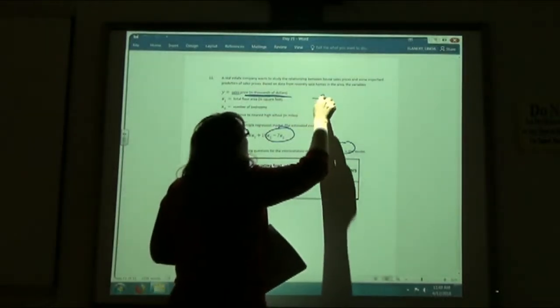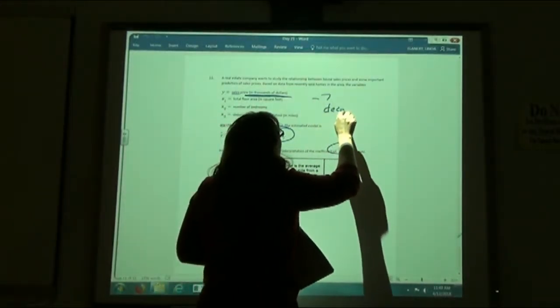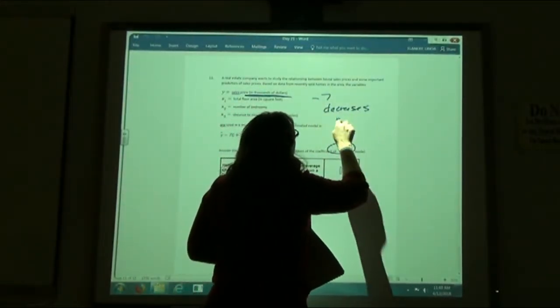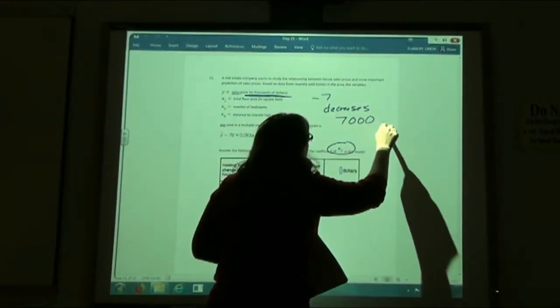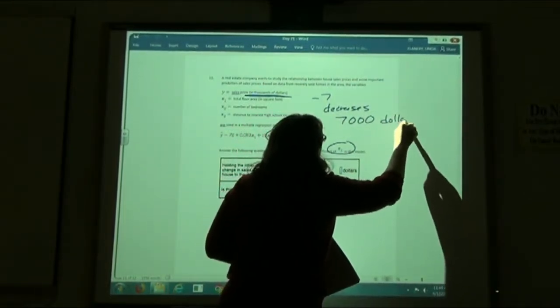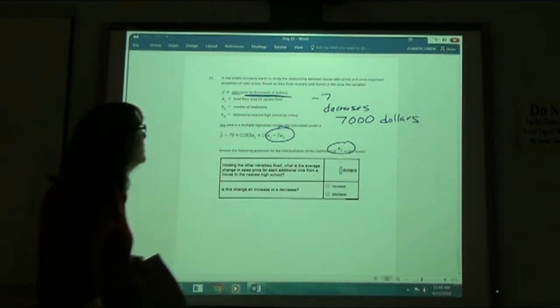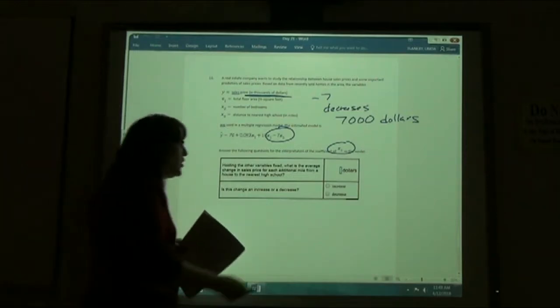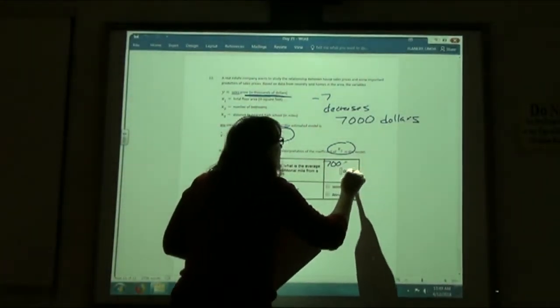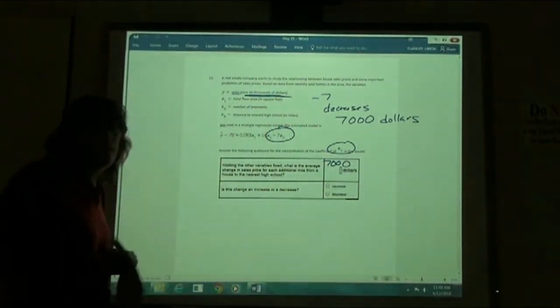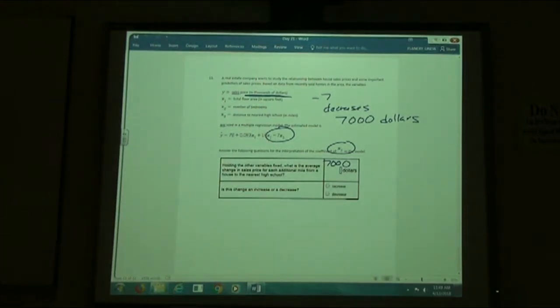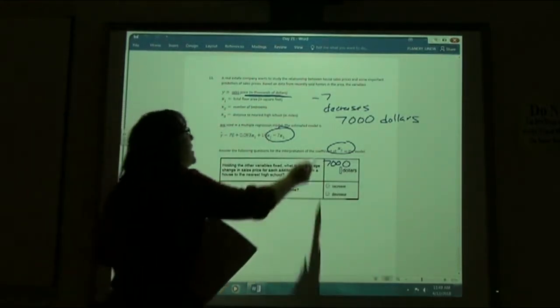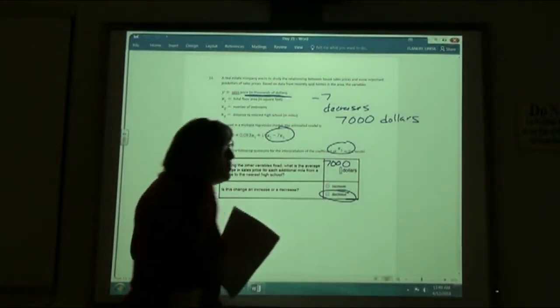That negative 7 means it decreases $7,000 for each change there. So what is my average change? My average change is 7,000 because that was in thousands of dollars. Is that change an increase or a decrease? Well, since that was negative, it was a decrease.